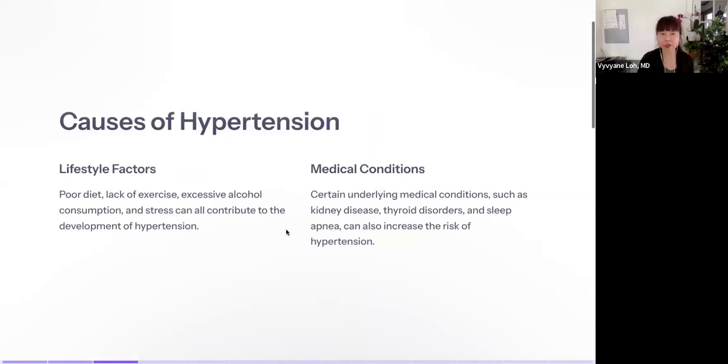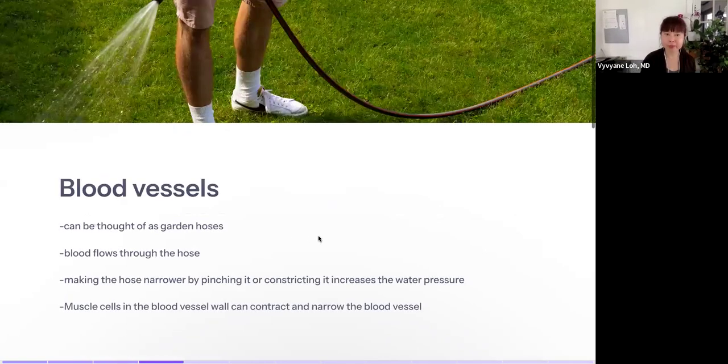There are different causes. Poor diet, not doing any exercise, excessive alcohol intake, and stress can all contribute to the development of high blood pressure. And of course, if you have medical conditions such as kidney disease, problems with your thyroid, or sleep apnea, all of these things can also increase the risk of high blood pressure.